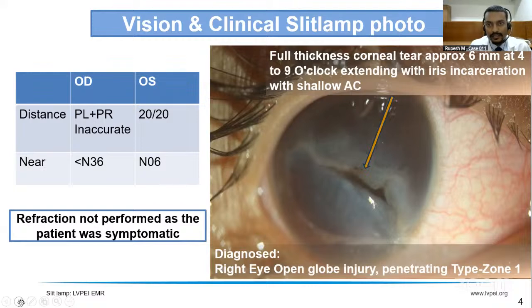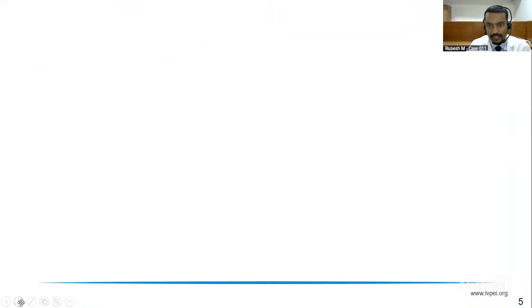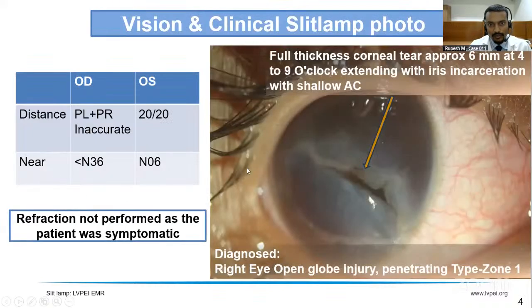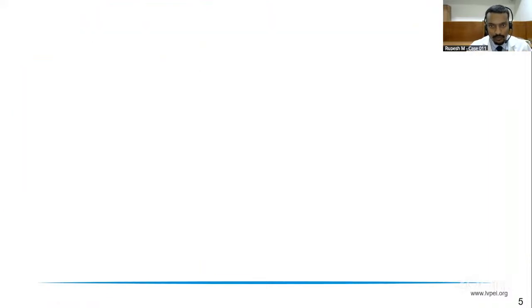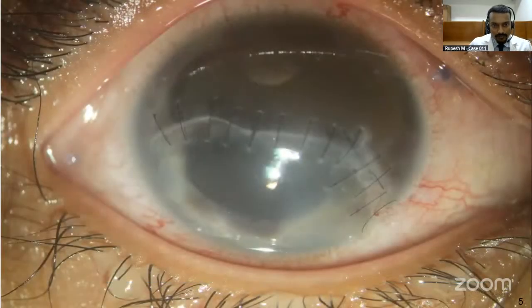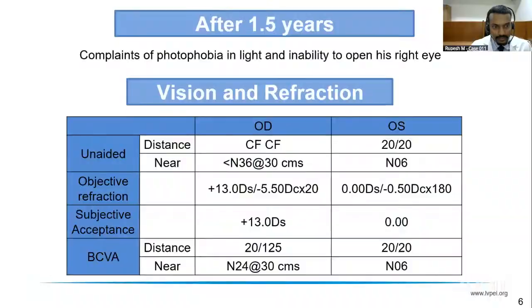This is the clinical slit lamp photo of this child, where we can see a full thickness corneal tear of approximately 6 millimeter extending from 3 o'clock to 9 o'clock, with iris incarceration and shallow AC. Based on the patient complaint and clinical findings, the child was diagnosed as right eye open globe injury, penetrating type, zone 1. So the patient was posted for surgery.